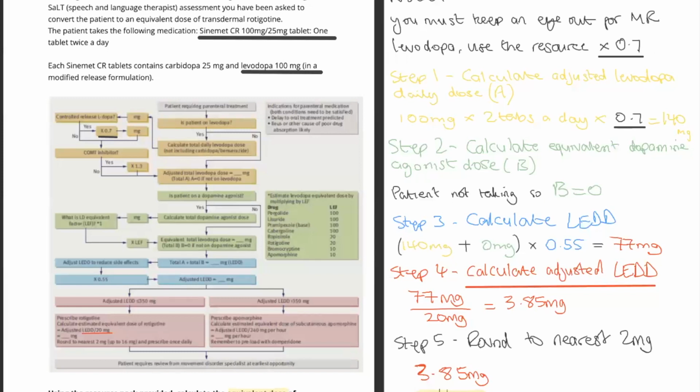This is about Rotigotine patches. So what's happened is a patient is taking levodopa. They've then been changed to Rotigotine patches. We've now got to calculate the dose.